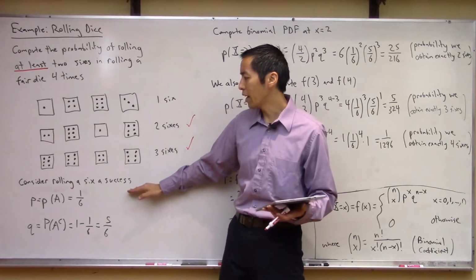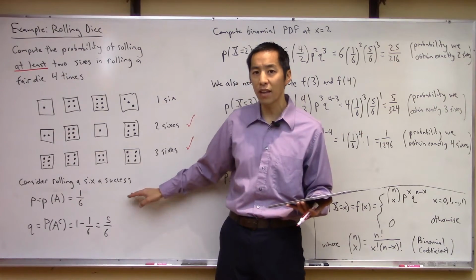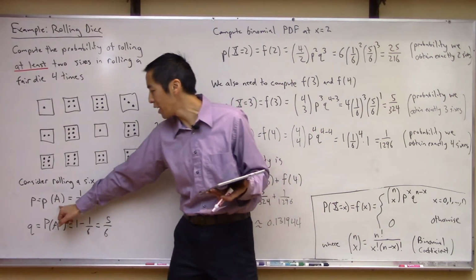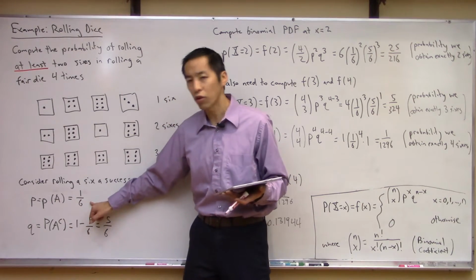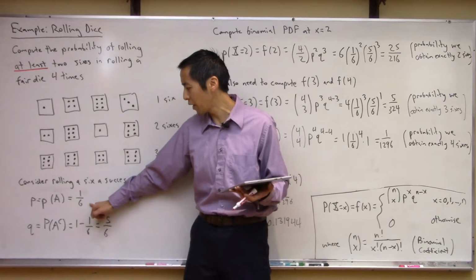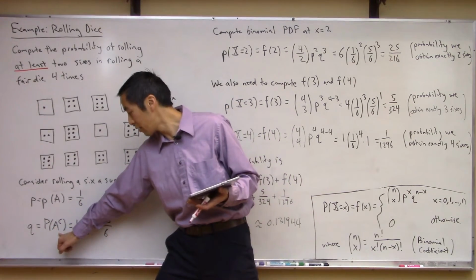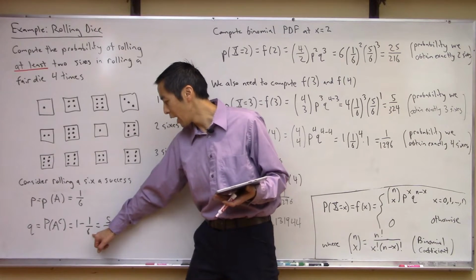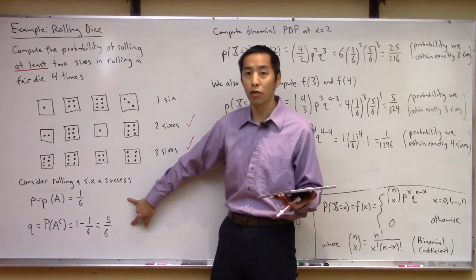So first of all, we're going to consider rolling a 6 as a quote-unquote success, or event A, as we talked about earlier. So the probability of rolling a 6 is obviously 1/6, because this die that we're playing with is completely fair. Therefore, the probability of not rolling a 6 is 1 minus the probability of a 6, so 5/6, right? Again, this is pretty simple.